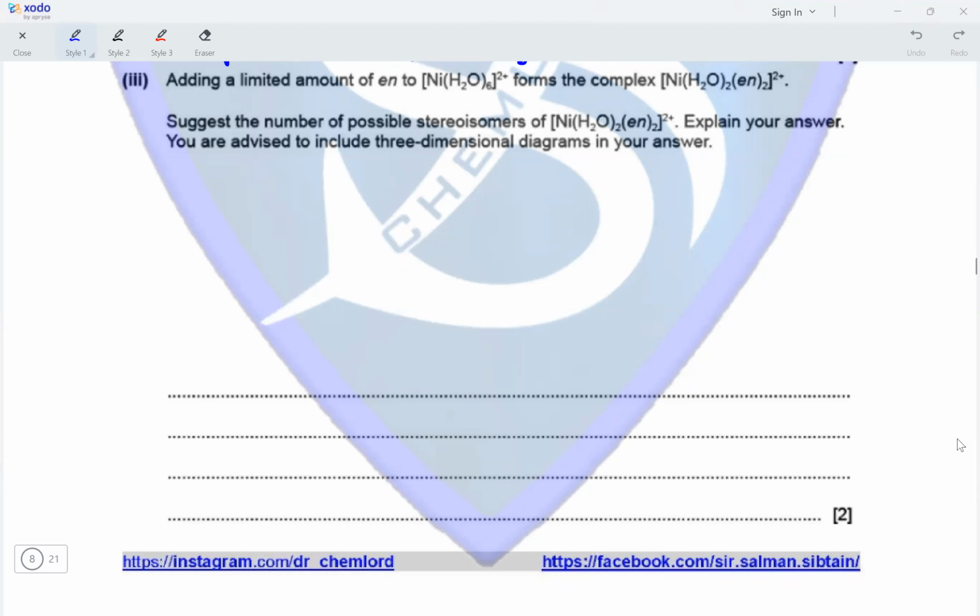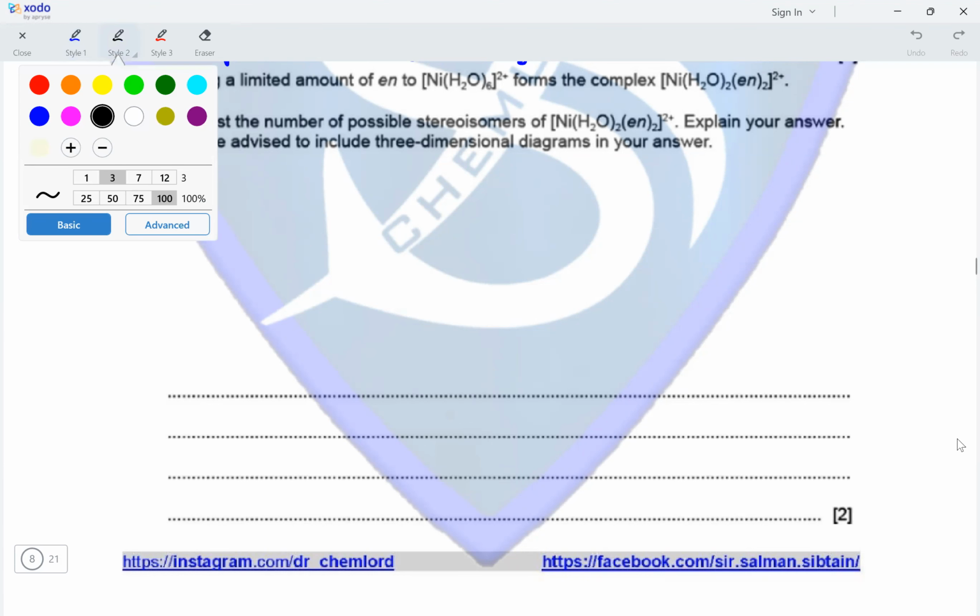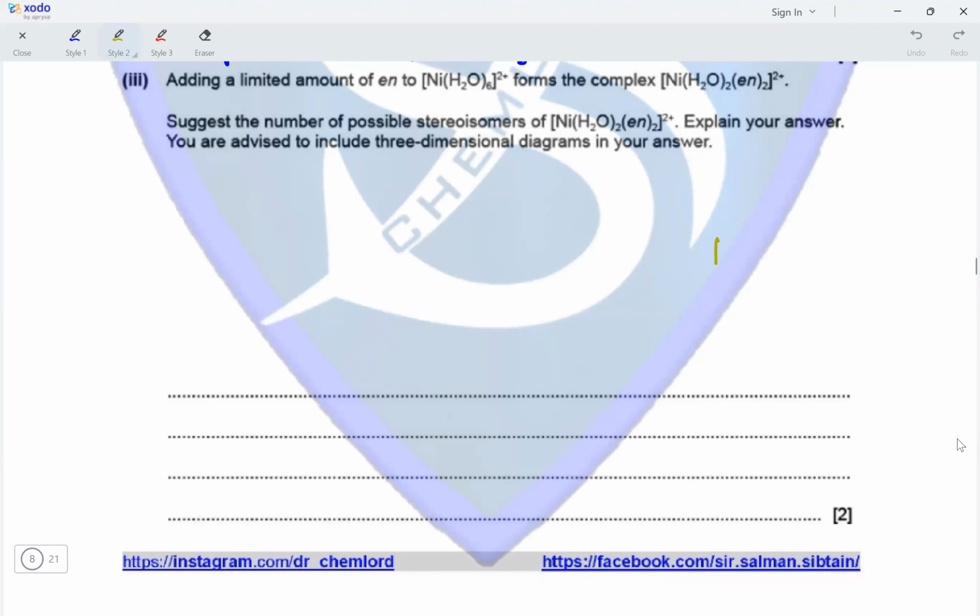Next, adding a limited amount of en to [Ni(H2O)6]2+ forms the complex [Ni(H2O)2(en)2]2+. Suggest the number of possible stereoisomers of [Ni(H2O)2(en)2]2+. Explain your answer. You are advised to include three-dimensional diagrams in your answer. So, since we've got two monodentate and two bidentate ligands present in our complex, we will begin with drawing two of the isomers having cis and trans conformations.